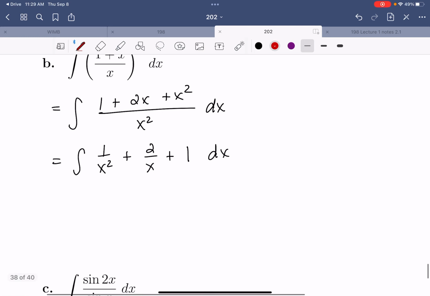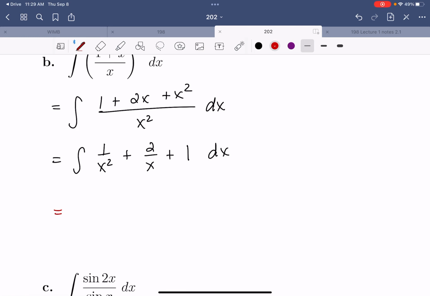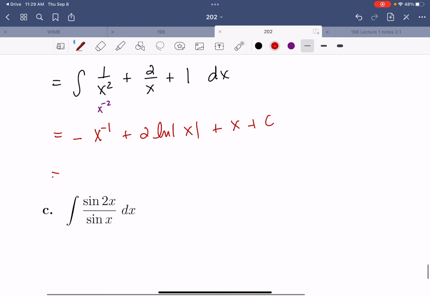Now I can go ahead and find my antiderivative. So this is really x to the negative 2. So when I take its antiderivative, it becomes negative x to the negative 1. This becomes 2 natural log of x, and the 1 becomes an x plus a constant. So to simplify that, I end up with negative 1 over x plus 2 ln absolute value of x plus c.